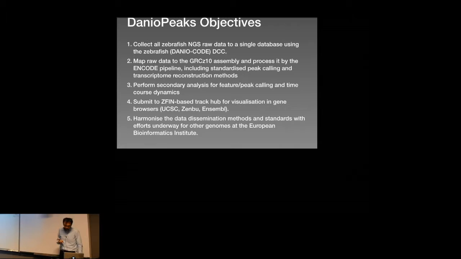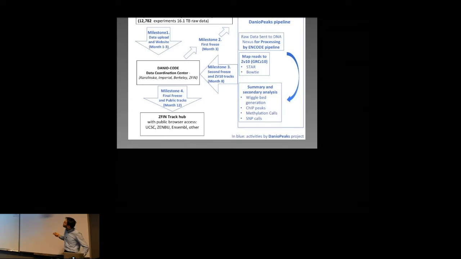So the schema that was mostly based on Ben's and Marcus's input is here. And of course, DanioCode is at the center of it. These objectives overlap with the objectives of DanioCode, so this is just formalizing what we are trying to do in DanioCode in general. And of course, all the things that Ferenc mentioned, like data upload and website, the first and second freeze, and also the entire pipeline for the reanalysis and new analysis of zebrafish data is here.